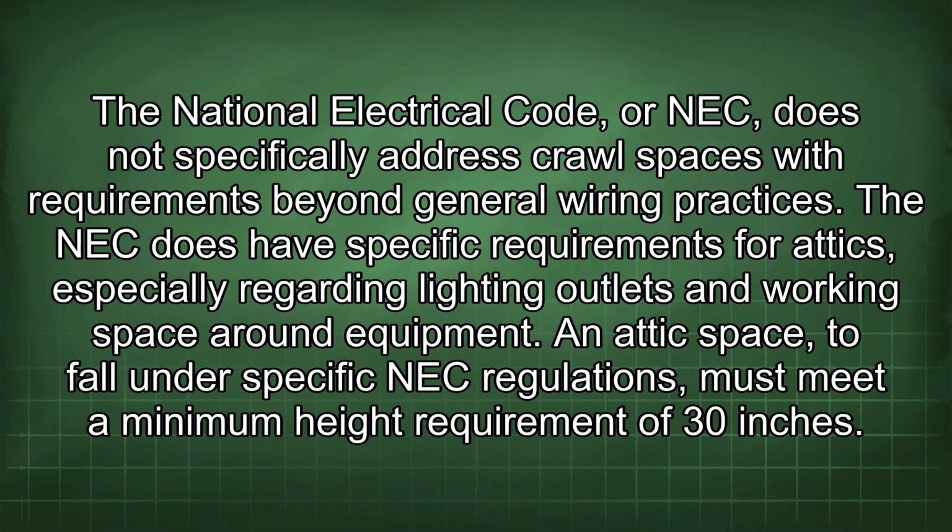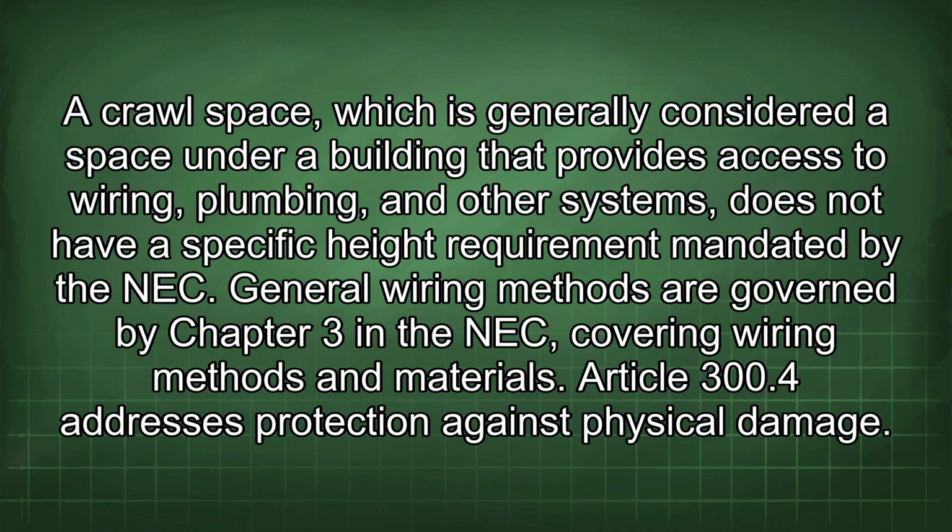The National Electrical Code, or NEC, does not specifically address crawl spaces with requirements beyond general wiring practices. The NEC does have specific requirements for attics, especially regarding lighting outlets and working space around equipment. An attic space, to fall under specific NEC regulations, must meet a minimum height requirement of 30 inches. A crawl space, which is generally considered a space under a building that provides access to wiring, plumbing, and other systems, does not have a specific height requirement mandated by the NEC.